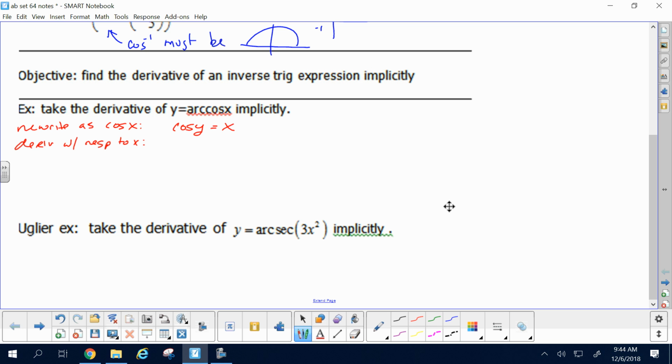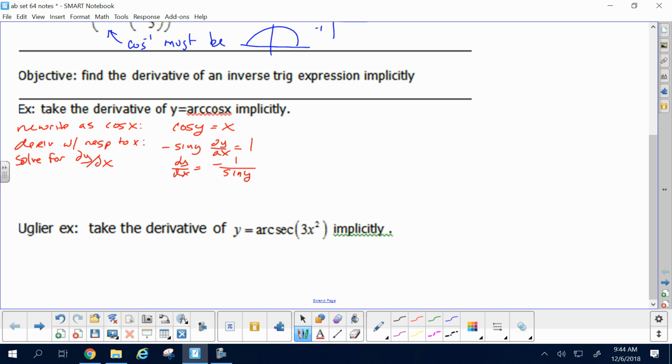Implicit differentiation stat. What's the derivative of the left side with respect to x? Negative sine y dy dx. And what's the derivative of the right side? 1. Beautiful. Okay? Now I'm going to solve for dy dx. Dy dx is negative 1 over sine y, yeah?